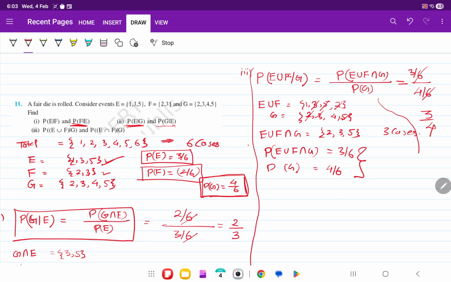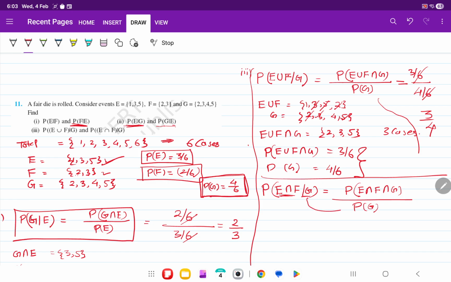Okay. But third has one more part, which is the probability of E intersection F when G has happened. So what do we need? P of E intersection F intersection G, correct? Because we take the intersection of these by formula and divide by G. The condition comes down always. So this is the formula that I am going to follow. Probability of G is down.